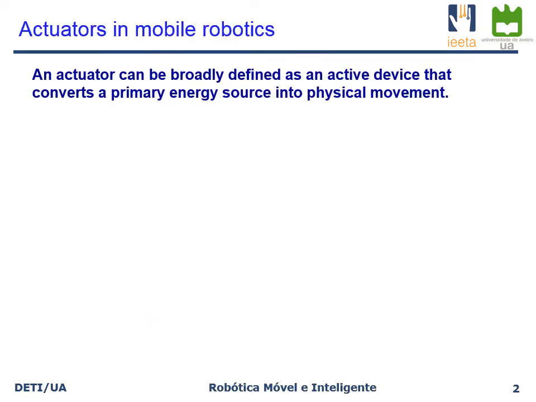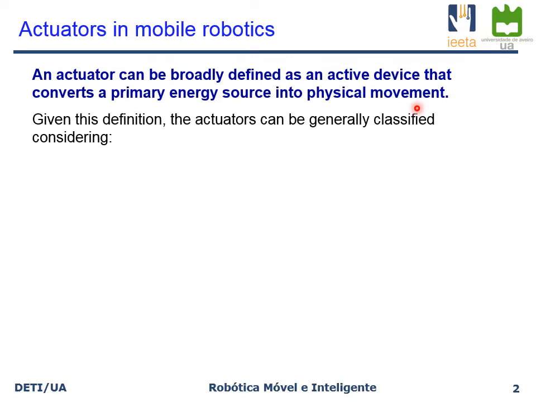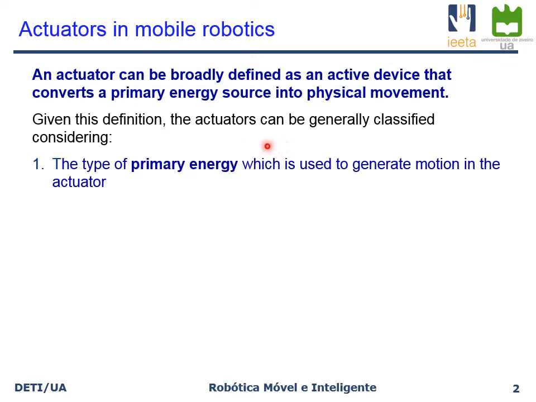Okay, if we'd like to give a general definition or a broad definition of an actuator, we could say that an actuator is an active device. This is particularly important in the sense that it converts a primary source of energy into some sort of physical movement, or sometimes also into some sort of force exerted upon a certain device. Given this broad definition, we can generally classify the actuators considering, namely, first, the type of primary energy which is used to generate motion in the actuator.